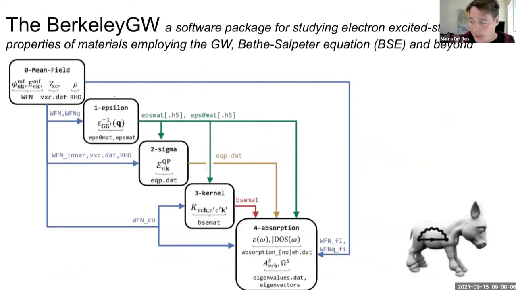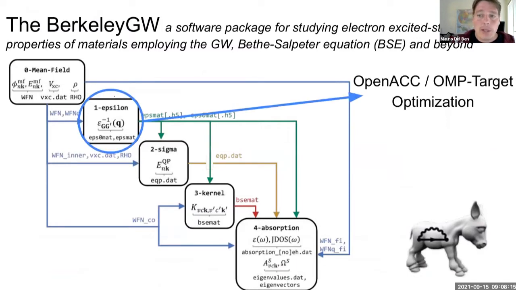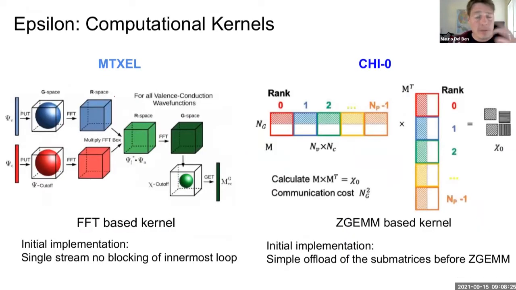Now, again, BerkeleyGW has four major modules: Epsilon, Sigma, Kernel, and Absorption, which implement the overall workflow of the GW plus Bethe-Salpeter. But today, I'm going to focus only on the Epsilon module, which is the starting point, and which was also the focus of the hackathon a couple of months ago. So let me give you a little more detail about Epsilon.